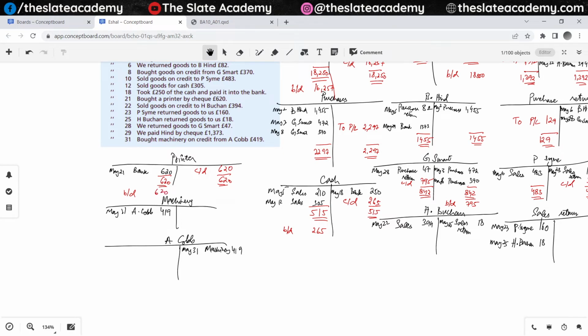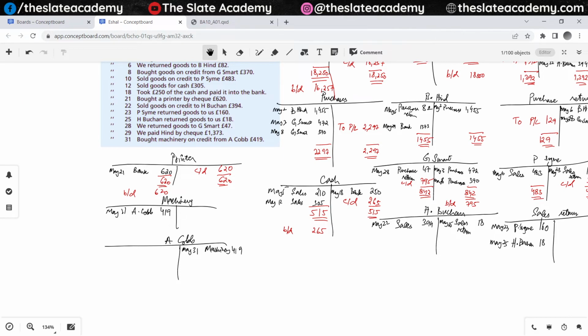So carry down is calculated at the end of the period. So right now, since we did transactions of just 1 month, this carry down would be on 31st May and the brought down would be on 1st of June. I'm not writing dates for these right now. If I were closing this T account for the whole year, and let's say my year ends at 31st December, this carry down would be on 31st December and brought down would be on 1 Jan. Okay.